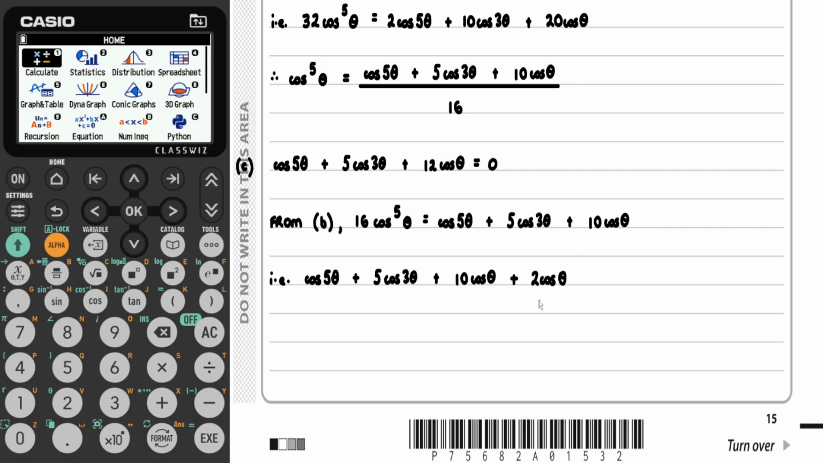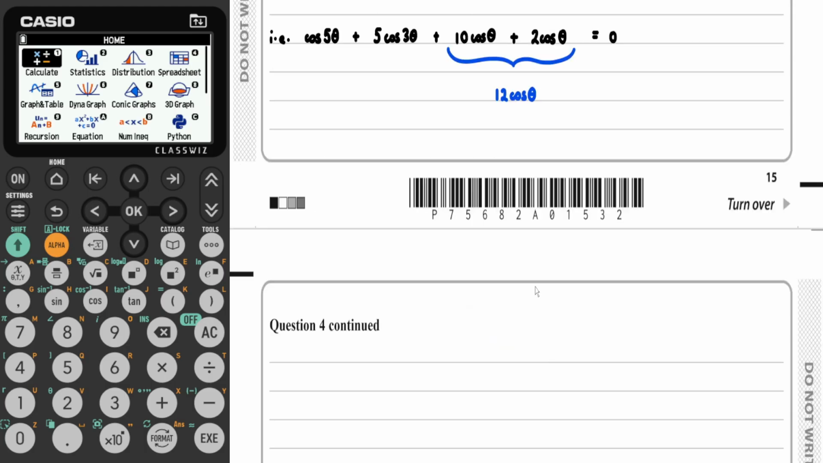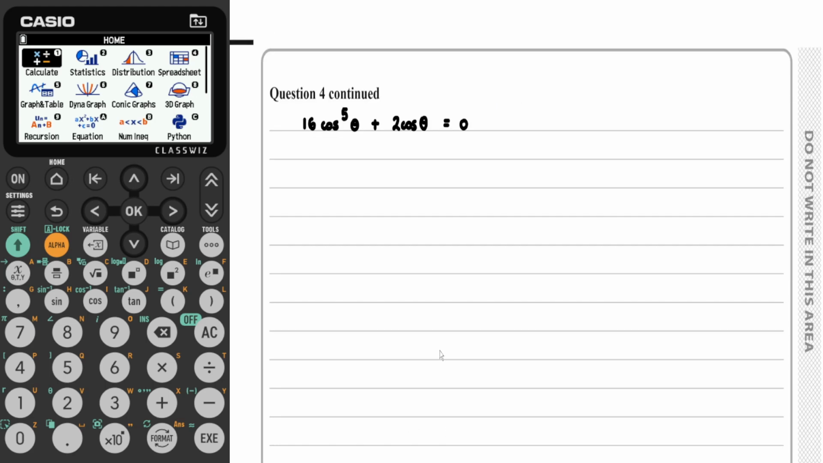Here we've got a 12 cos theta, so I add on 2 cos theta, and that's equal to 0. So 10 cos theta plus 2 cos theta, that is 12 cos theta. Cos 5 theta plus 5 cos 3 theta plus 10 cos theta, that is 16 cos theta to the 5, and then we add on this 2 cos theta, this is equal to 0. And dividing through by 2 and then factorising out a cos theta, we have cos theta multiplied by 8 cos theta to the 4 plus 1 equals 0.